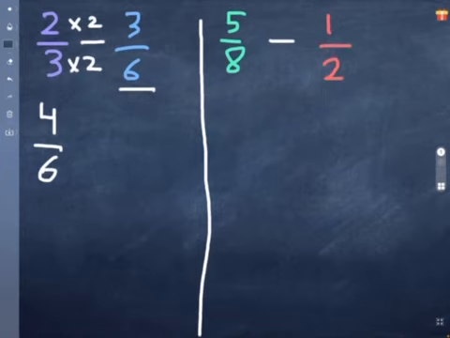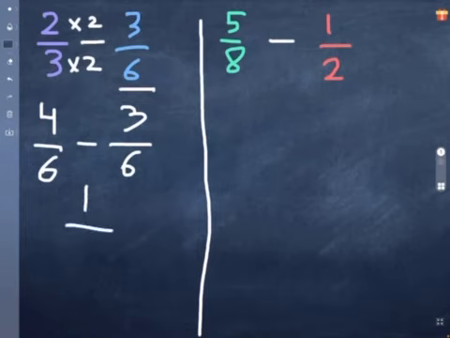Now we need to keep the second fraction the same because we have the same denominator, it is 6. So 4 over 6 minus 3 over 6. 4 minus 3 is 1, and we need to keep the denominator the same, it is 6. So the answer is 1 over 6.